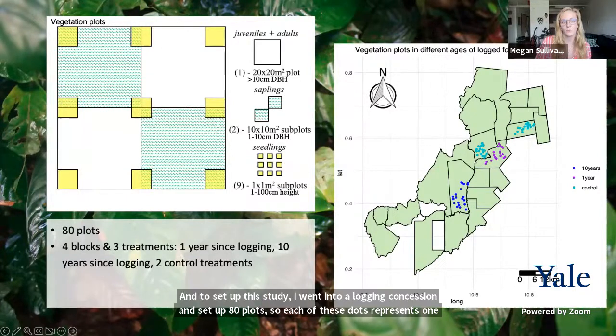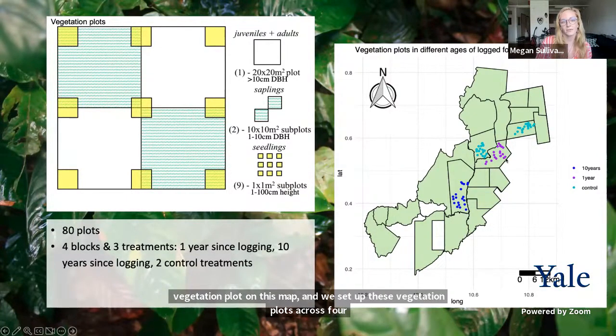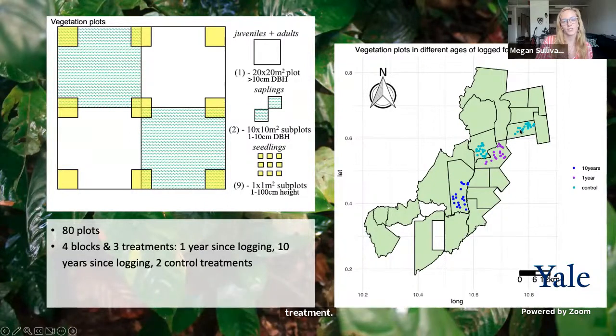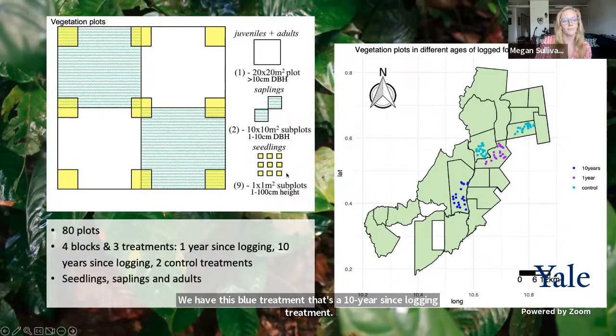So we have this purple treatment right here. That's a 1 year since logging treatment. We have this blue treatment. That's a 10 years since logging treatment. And then we have 2 different control areas, which are just different areas of unlogged forest in the concession.